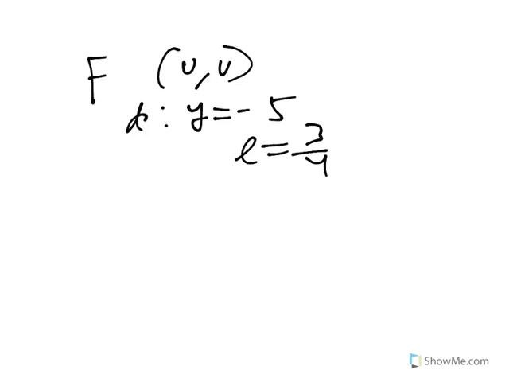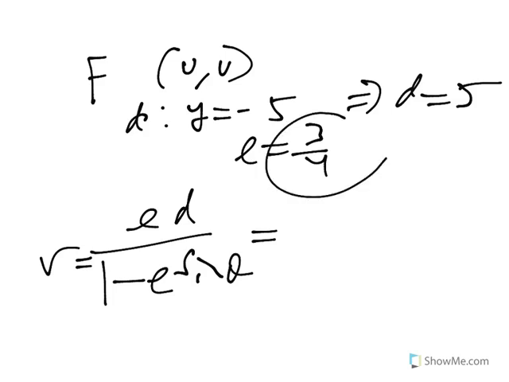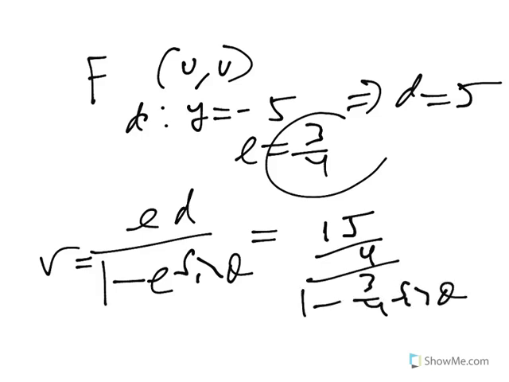So we can answer questions like, what's the equation of the ellipse that has focus 0, 0, eccentricity 3/4, and directrix at y equals negative 5? So D equals 5. We say ED over 1 minus E sine theta. 3/4 times 5 is 15 over 4, over 1 minus 3/4 sine theta. Multiply everything through by 4 and get 15 over 4 minus 3 sine theta.